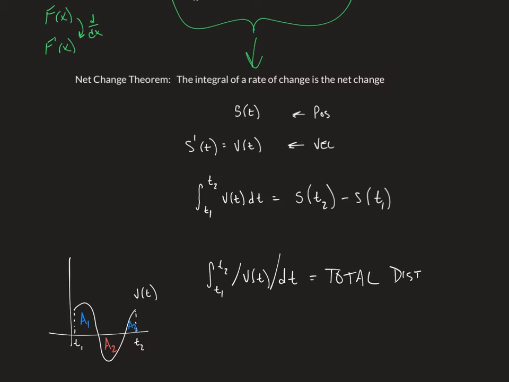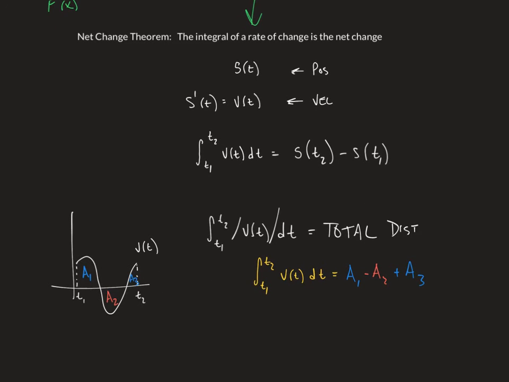Right, so in this case, if I were doing, and I'll just use yellow here, if I were doing net change and I used my t1 to t2 of just regular old velocity, that would be calculated by taking a1 and then subtracting a2 and then adding back a3, right? And that would give us our net change.